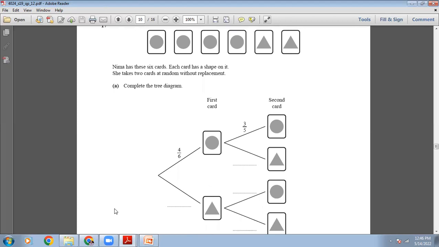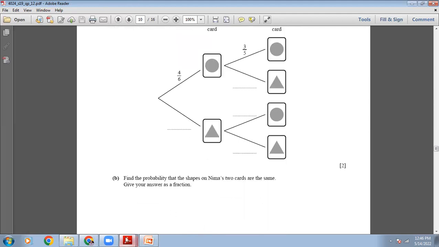In this scenario, if a triangle is out, for example, this triangle is out, the remaining cards will be 5. So the circles will be 4 by 5. So here you will write 4 by 5. And here, if the one triangle is already out, so you have only one triangle left, so it will be 1 by 5. So this is how you will fill this.